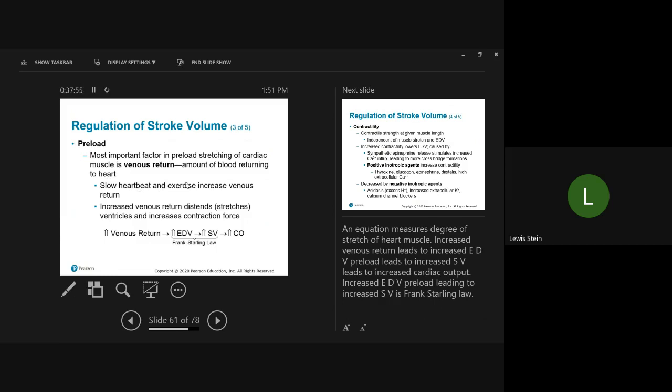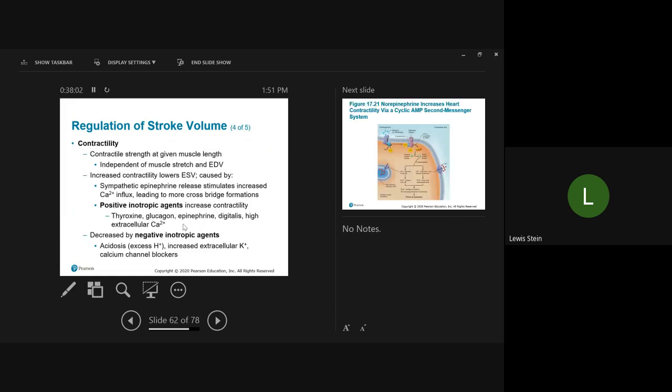Slow heartbeats and exercise increase it, and there's a variety of factors that will increase the venous return and distend the ventricles. Contractility, different things can do it: sympathetic stimulation, calcium influx, cross bridges. So when you see inotropic, it means force of contraction. When you see epinephrine increases the force of contraction, it also increases the rate. That's chronotropic. So inotropic and chronotropic, other things: thyroid hormone, glucagon, epinephrine, digitalis, calcium levels.